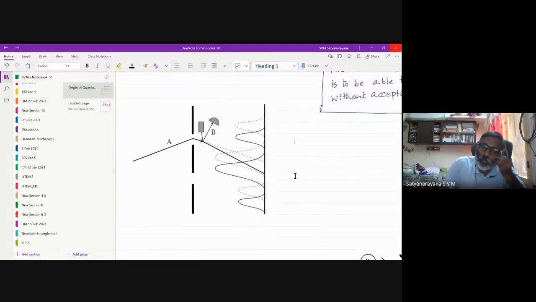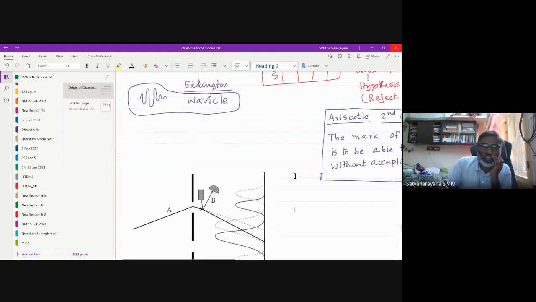So now, if you do an experiment and try to ask what happens, which slit this electron is going through, is it going through slit A or slit 1 or slit 2? Now, by a proper experimental arrangement, let's say you can determine this. So we are asking a question: which slit does the electron pass through?